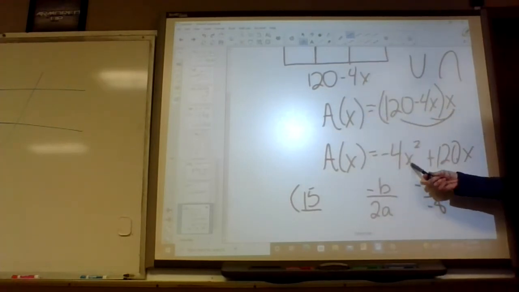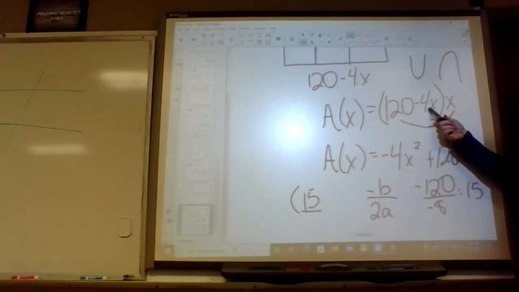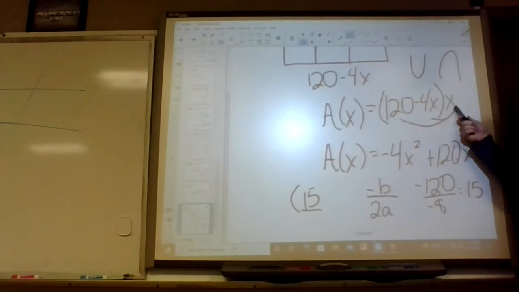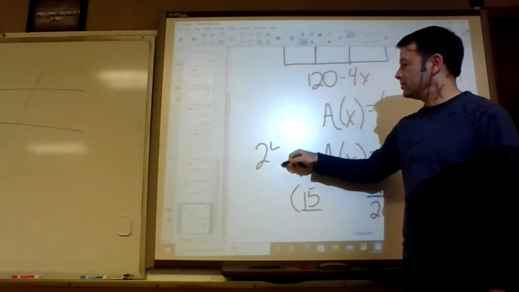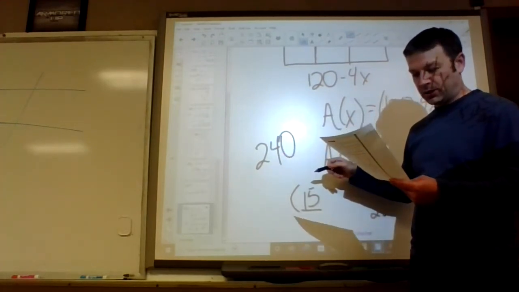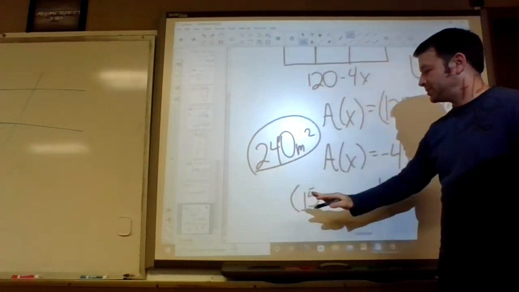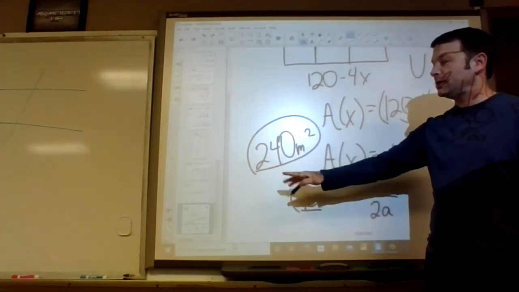So if you plug 15 in, like right here, for the x, 4 times 15 is 60, 60 times 120 minus 60, 60 times 4 is 240. So the maximum area is 240 square meters. If they're asking what should the width of the pens be, 15. If they're asking what's the maximum area, it's 240.